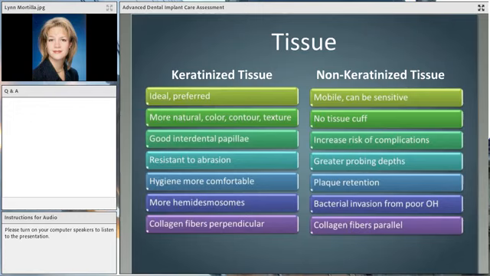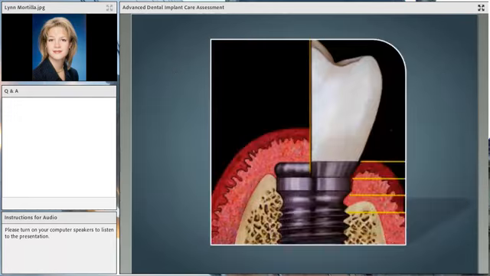So the type of tissue that the patient has there, one of the things that we are going to assess and we are going to evaluate is: is it keratinized or non-keratinized? We spoke about circular fibers, parallel fibers. Those parallel circular fibers are only found in keratinized tissue. So if you're dealing with a case where the abutment comes into the mouth in a non-keratinized tissue area, those parallel circular fibers will not be present in that tissue. And it can cause some aesthetic challenges, it can cause some oral hygiene challenges, food entrapment challenges. So that's a really important point to be aware of when you're assessing things.